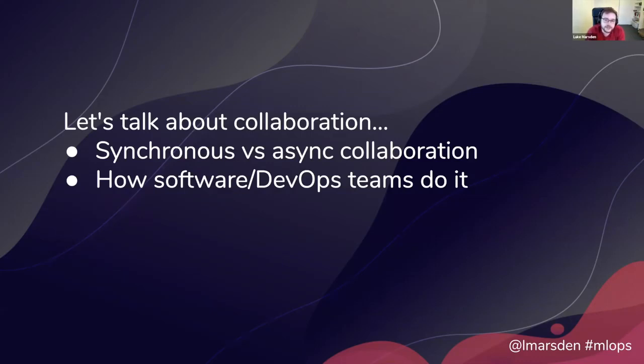Or there's an asynchronous approach, which is to say that different people should be able to work on different copies of things. And the problem with an asynchronous approach, of course, is that you then need to be able to cope with conflicts, like merge conflicts in Git. Which takes me on to the second point here, which is how do software and DevOps teams do it?